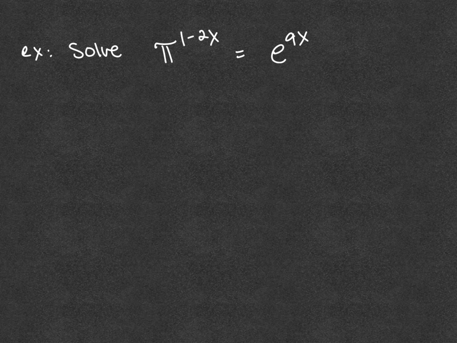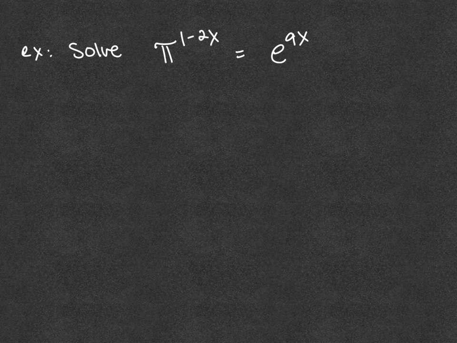For my last example, we're going to go ahead and solve the exponential equation pi to the 1 minus 2x is equal to e raised to the 9x power. Again, I know this is exponential because the x is living in the exponent, right? And I don't see any logarithmic expressions in this problem. This is an exponential equation.